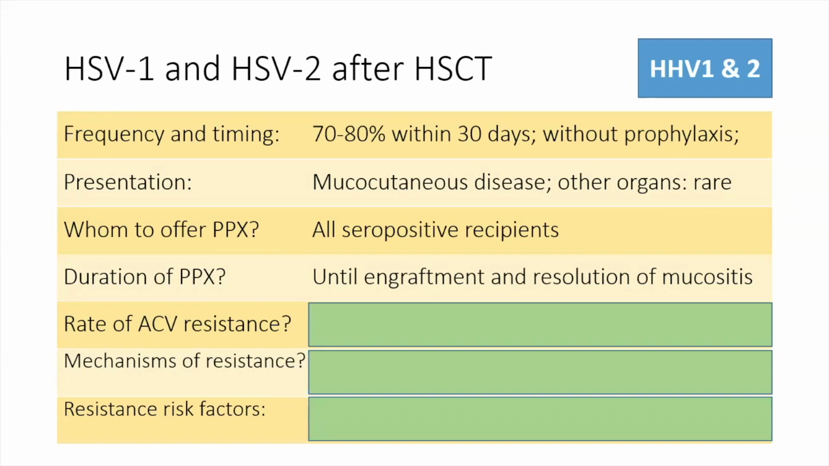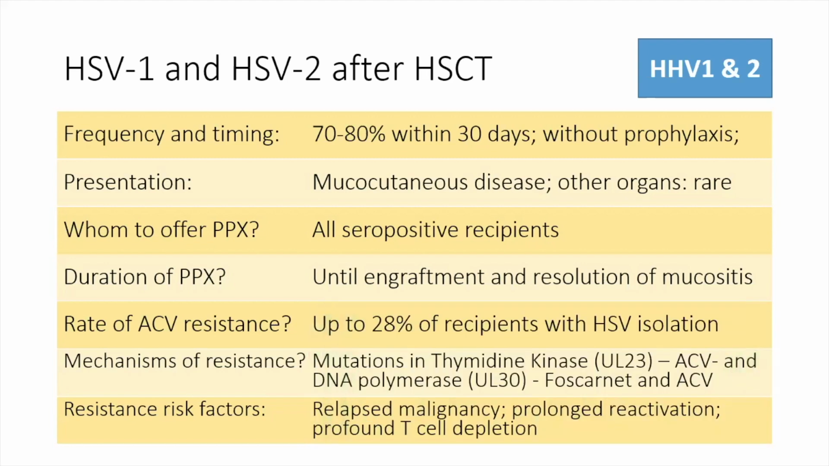Resistance to acyclovir, which is used in almost 100% of cases for prophylaxis, can occur. And if you've got a persistent rash in a person and you isolate the virus from them, the likelihood that you're going to find drug-associated mutations is up to 28%. And the mutations are in the thymidine kinase gene, which normally confers resistance to acyclovir, or in the DNA polymerase, which confers resistance to both foscarnet and acyclovir. A very similar idea to the UL97 and UL54, respectively, in CMV.